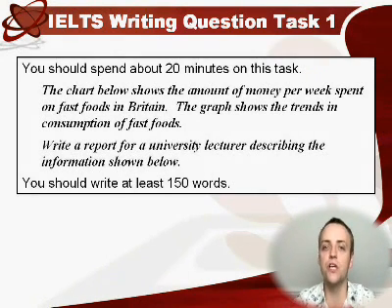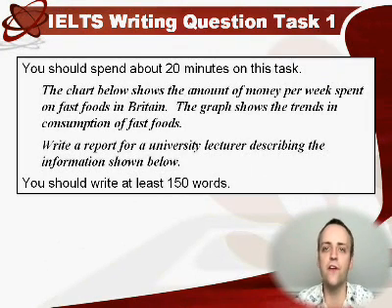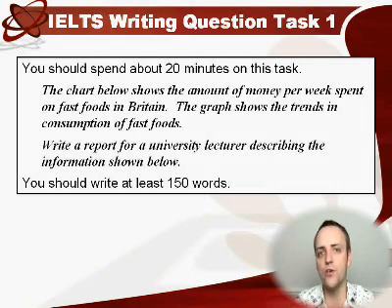The chart below shows the amount of money spent per week on fast foods in Britain. So you're going to learn about the amounts of certain groups of fast food that we eat in Britain. More than that, you're going to see what types of people buy what types of food in what amounts.